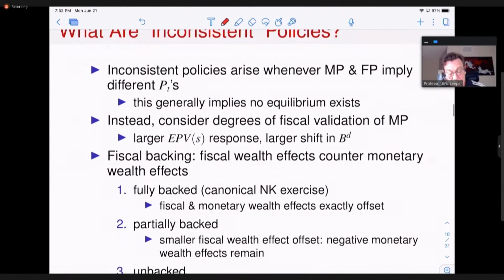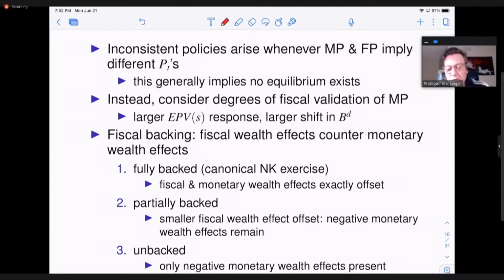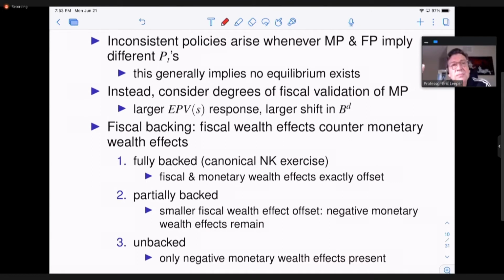So policies can be inconsistent whenever monetary and fiscal policy imply a different equilibrium price level. Now, in the formal theory, this means there's no equilibrium. We can't really say much more than that, other than, okay, there's no equilibrium, some policy has to adjust. But what we can try to do instead is consider degrees of fiscal validation for the monetary policy action. And what you want to have in the back of your head is that as you get a larger shift in the expected present value of surpluses, you get a larger pivot in that bond demand function. Okay, so fiscal backing is what we usually call this. This is the fiscal backing to monetary policy.